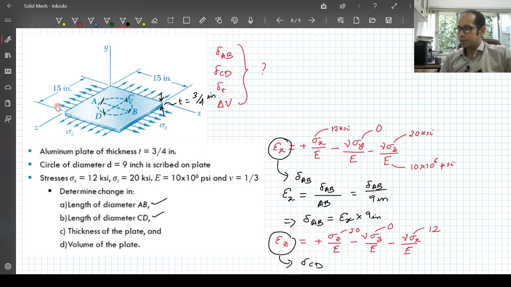The last bit, or the second last bit, is to calculate the thickness of the plate.